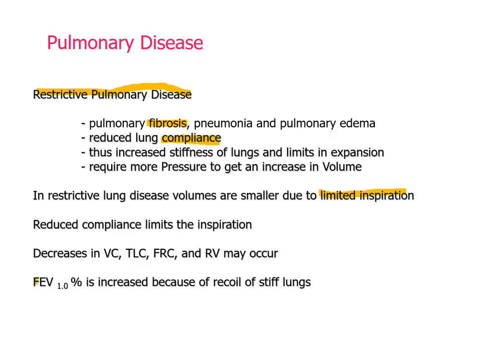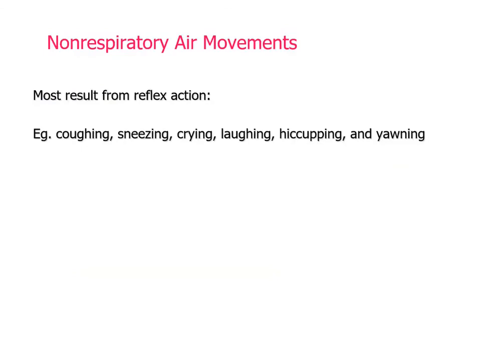FEV1 is increased because of the recoil of those stiff lungs. So you may not be able to breathe in as much when you measure the forced vital capacity. But when you breathe out, FEV1% goes up because the lungs are more stiff and collapse, the recoil's stronger. So stiff lungs increase FEV1.